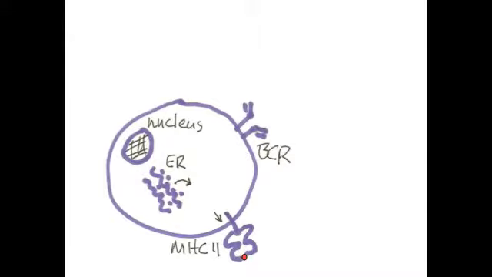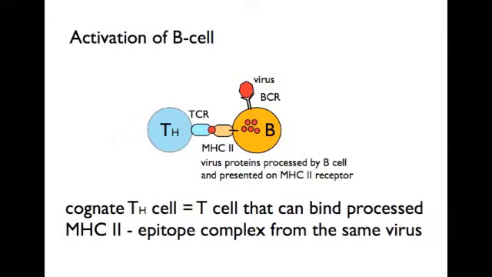A T helper cell that recognizes a protein epitope from the degraded original virus is the cognate T helper cell. It is a cognate because it is recognizing a different protein epitope, but it is from the same virus. This binding of the cognate T helper cell activates the B cell, resulting in clonal expansion and antibody production.